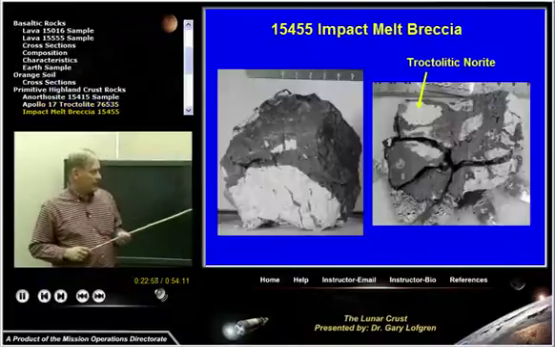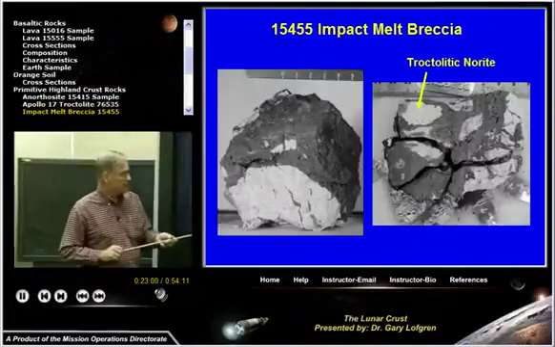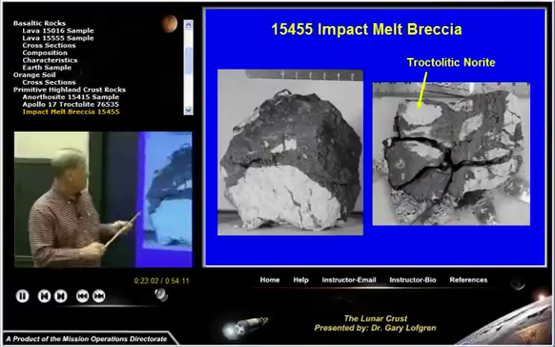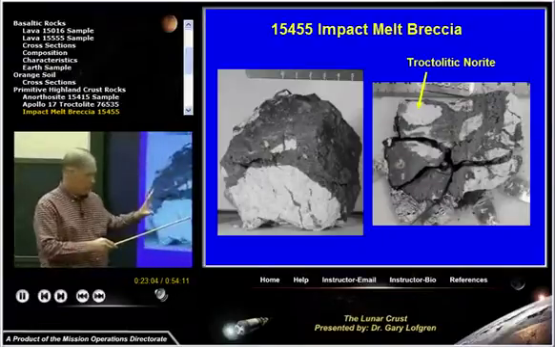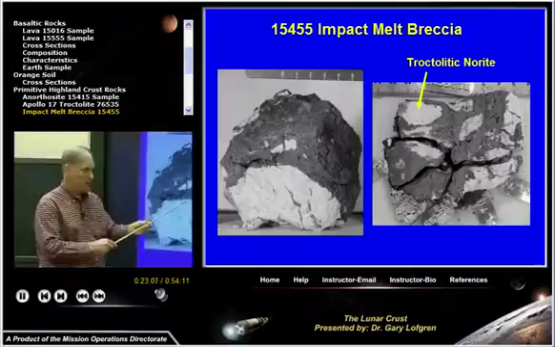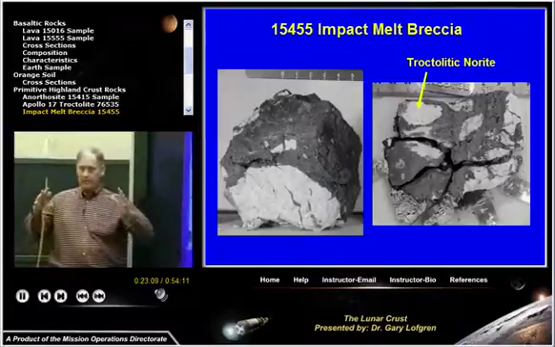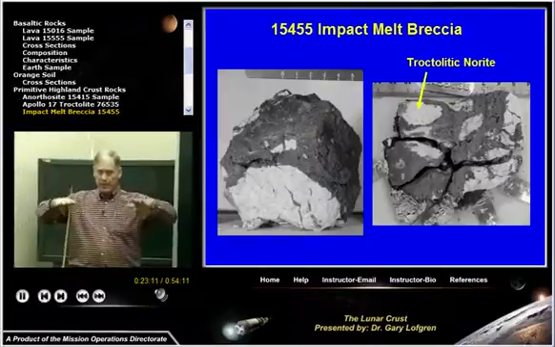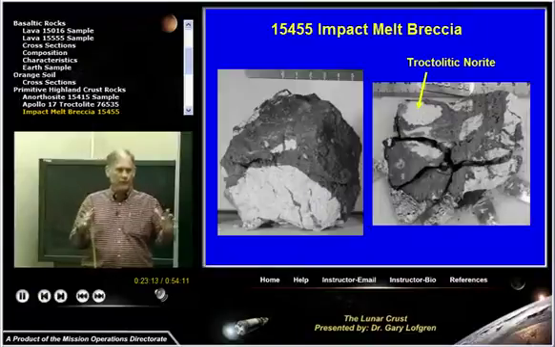But most of the things we've dated come from rocks like this. And this is from Apollo 15. These are impact melt breccias. The black stuff in here was previously rock that was basically at ground zero for a big impact.